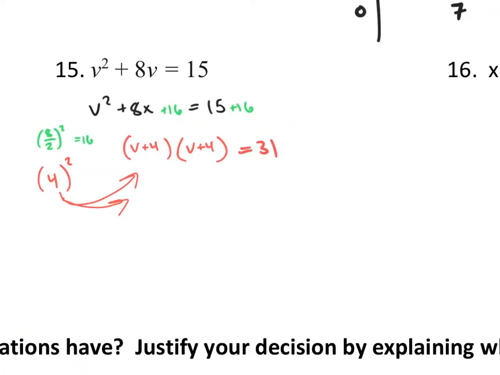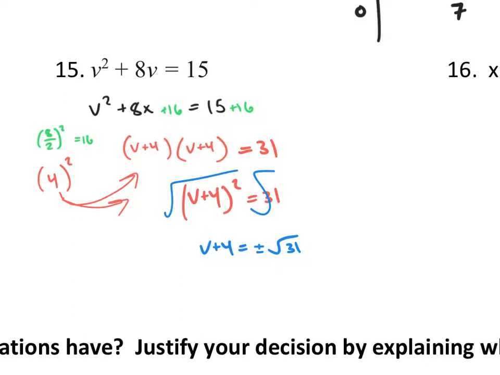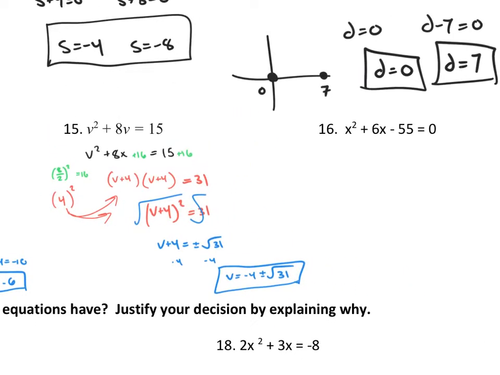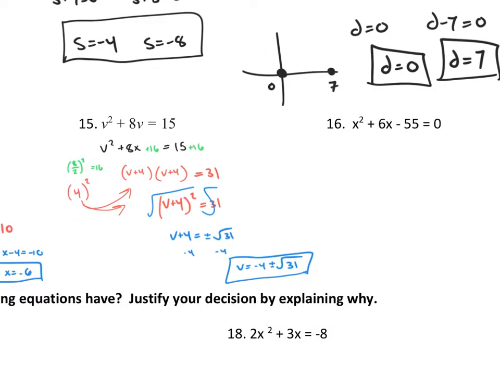Is equal to 31. So this is v plus 4 squared is equal to 31. We'll square root both sides to get that v plus 4 is equal to plus or minus the square root of 31. And then when I subtract 4 from both sides, I'll get a negative 4 plus or minus square root of 31. That answer is a decimal. Factoring wouldn't be able to find us that answer. We needed completing the square to find it, or later quadratic formula, but completing the square finds it as well.